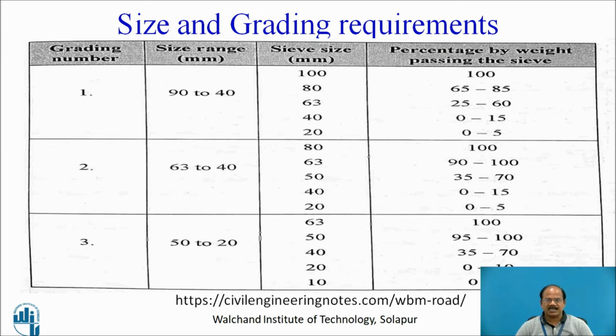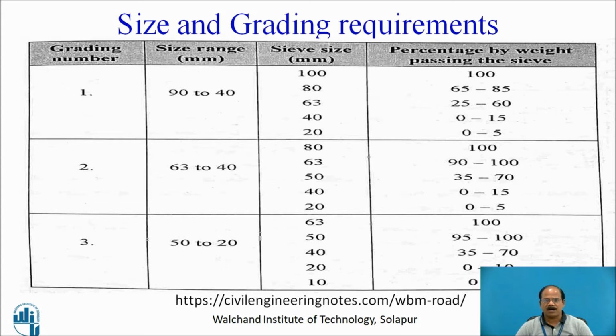The size and grading requirements carry very important criteria in specification. Grading numbers are number 1, number 2 and number 3. Out of that, number 1 is discussed in this particular online educational resource. The size range is normally supposed to be from 40 mm to 90 mm. That means above the sieve size of 90, material should be remaining, as well as below 40 should be discarded.